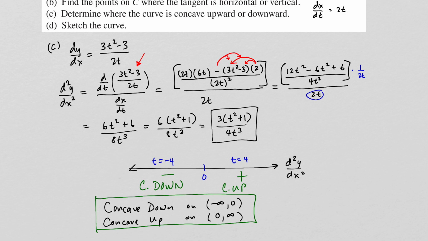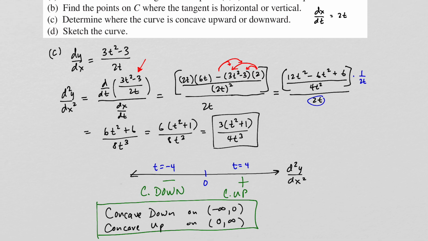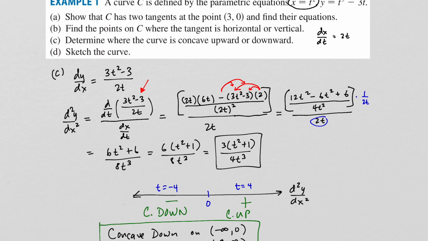Okay, finally, we want to sketch the curve. To sketch the curve, you would graph the few important points that we brought up. So we would graph where the tangent lines are horizontal, where the tangent lines are vertical. Also, I would graph the point (3, 0), where we had the two tangent lines, and then you would simply sketch that curve.